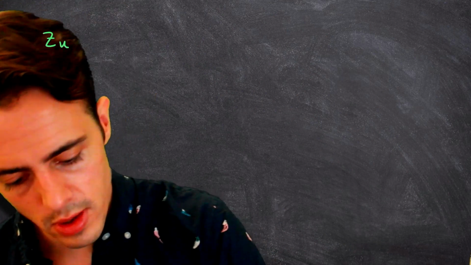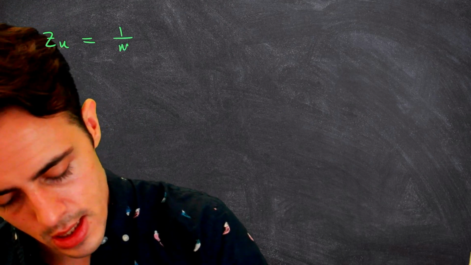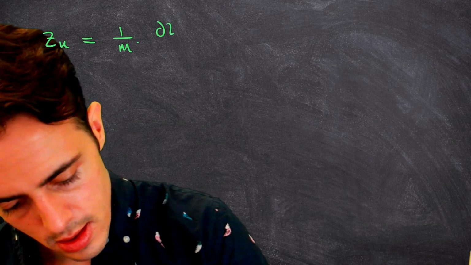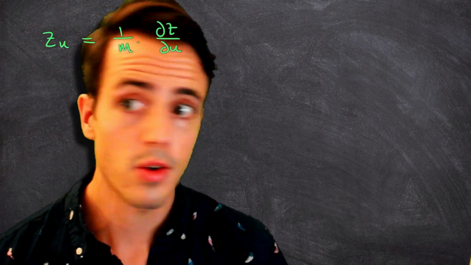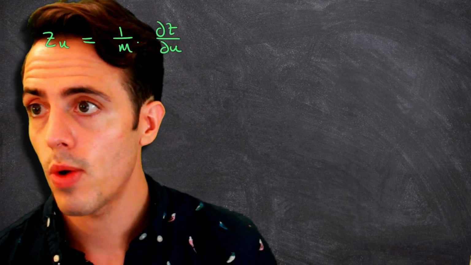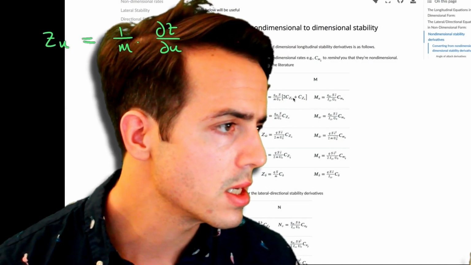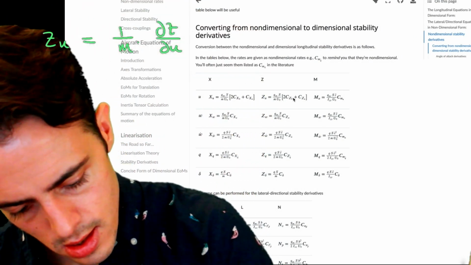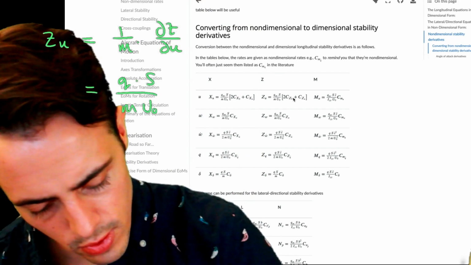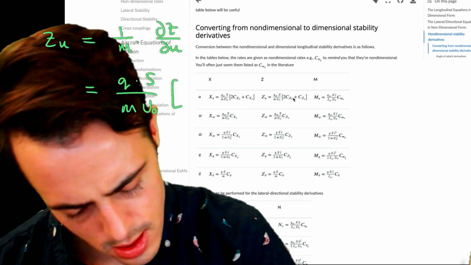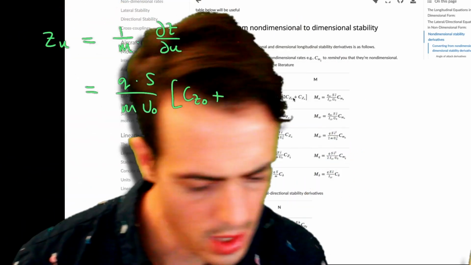So ZU, again, remember, is 1 over M dz on du. Just to confirm how we get this, we can look at the notes and see the equation that will help remind us. So ZU is Q S over M U naught, multiplied by CZ naught plus CZU.